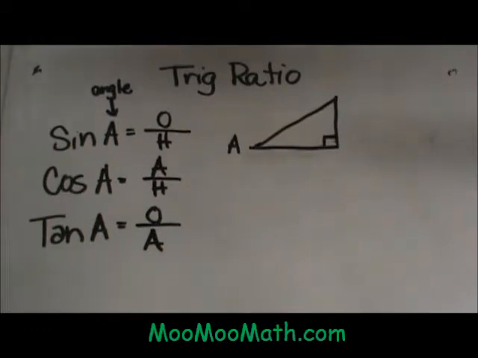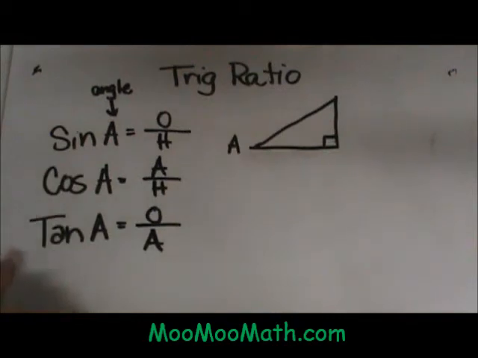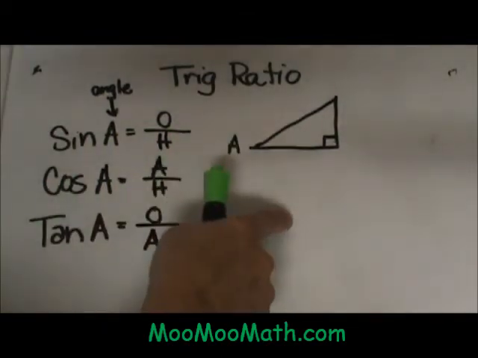Today we're going to talk about basic trig ratios. There are three basic trig ratios that we use, and that's sine, cosine, and tangent. And you'll see those keys on your calculator. For these three functions, we're going to use a right triangle.